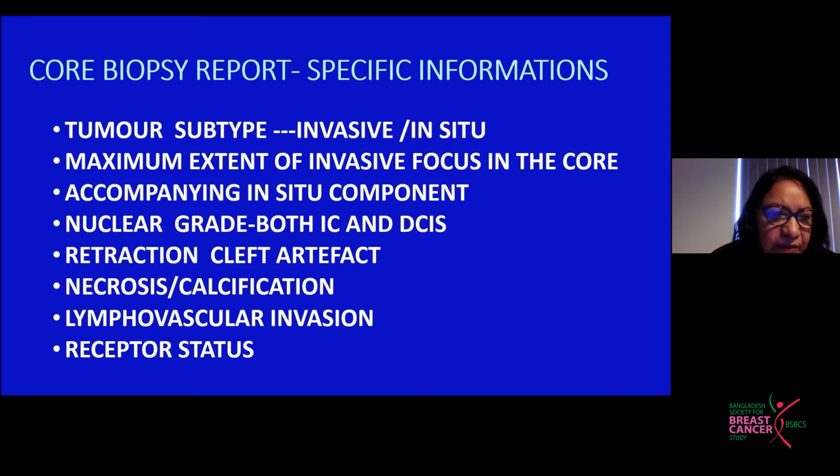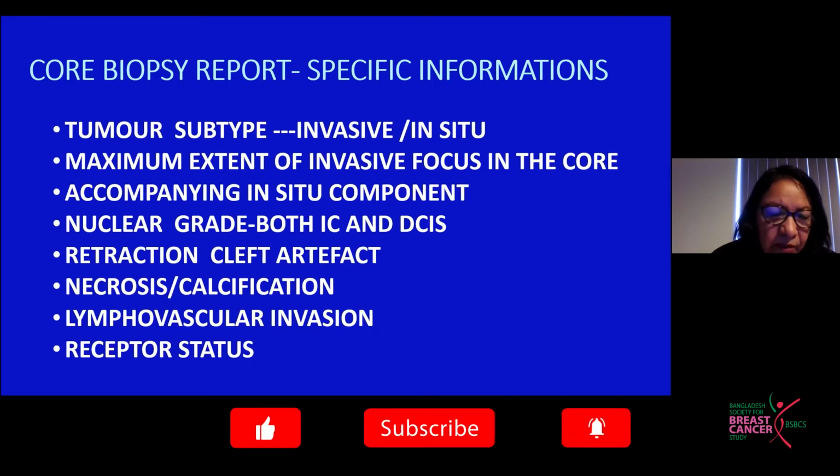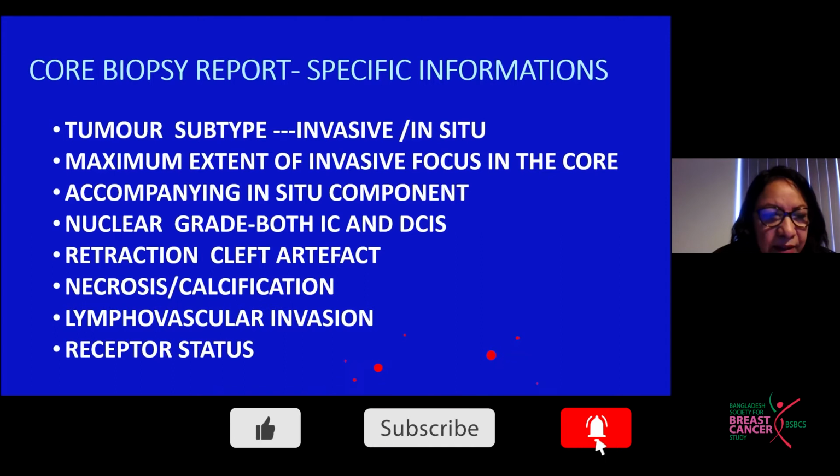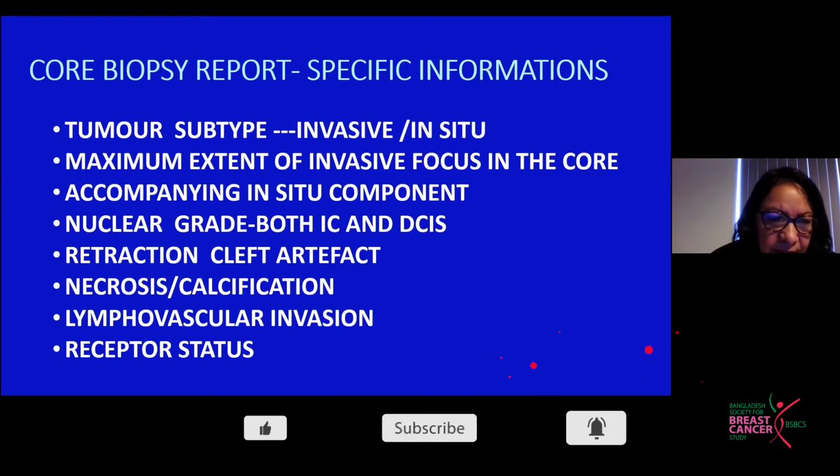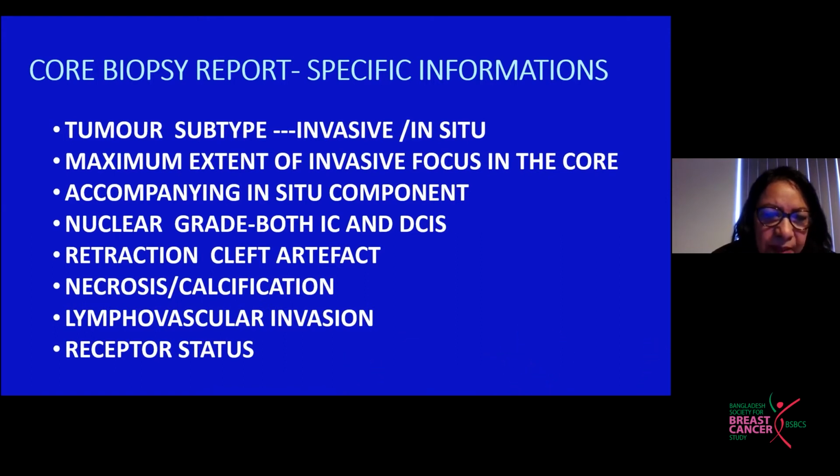And also there are some other features which will indicate the nature of the tumor, whether it will be more sinister or it will rapidly metastasize, like retraction cleft artifact or lymphovascular space invasion and wide areas of necrosis. These are the things which we can figure out from the core biopsy. And also, nonetheless, we can do receptor status. We can do immunohistochemistry for further identification of the tumor.